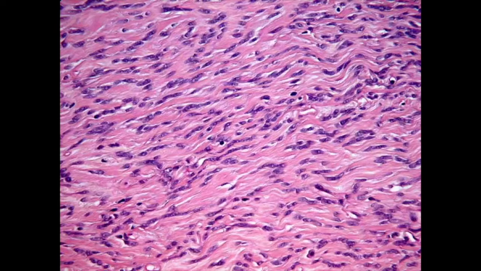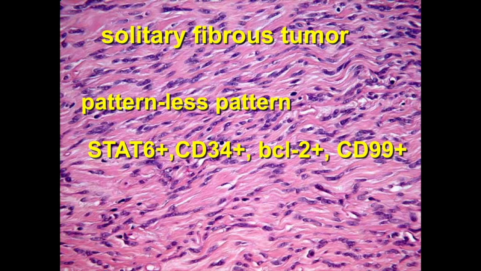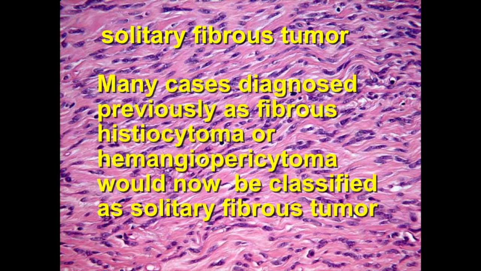Solitary fibrous tumors may have a patternless pattern with wire-like collagen bundles. Again, STAT6 positive, CD34 positive, BCL2 positive, and CD99 positive. As I stated before, many cases diagnosed previously as fibrocytoma or hemangiopericytoma would now be classified as solitary fibrous tumors.